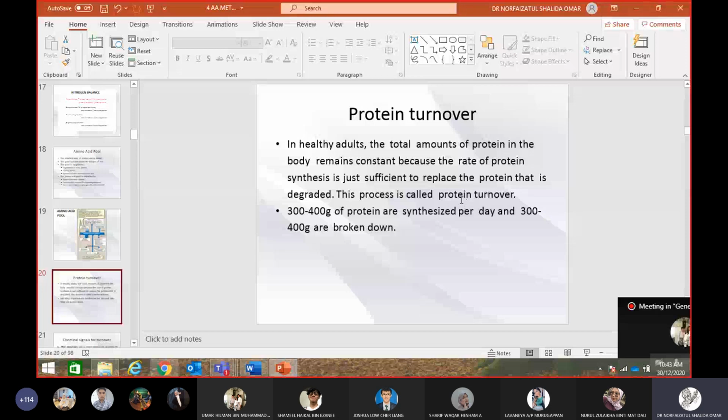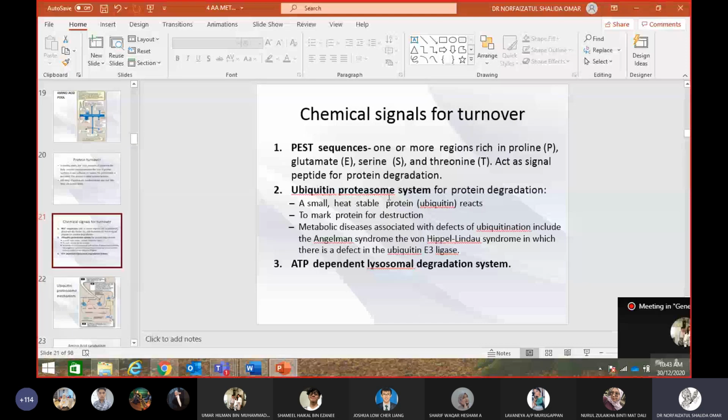Okay, sufficient enough to replace all the proteins that are degraded. This is called protein turnover. How they are degraded is through this. There's a PEST sequence. It recognizes proline, glutamate, serine, and threonine, so we call it the PEST sequence. It acts as a signal peptide for protein degradation.